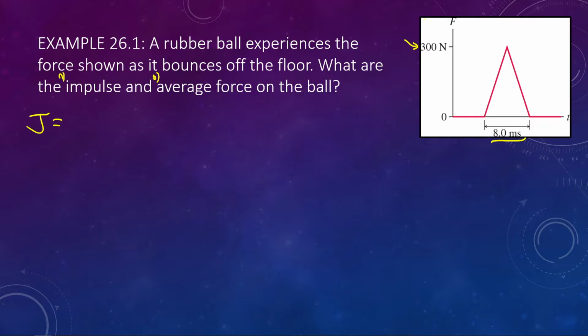But this is not the average force. That is the max force. This is a constantly changing force. I mean, look at that graph. It's increasing and then decreasing. That is not the average force. That is the maximum force. So we cannot use F average delta t to solve. We have to use the area of the force graph in order to solve.